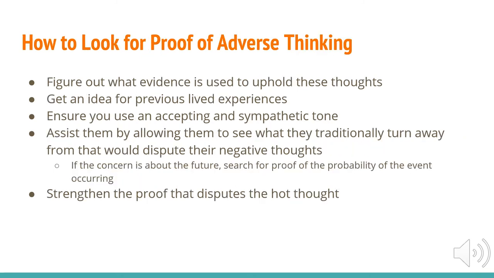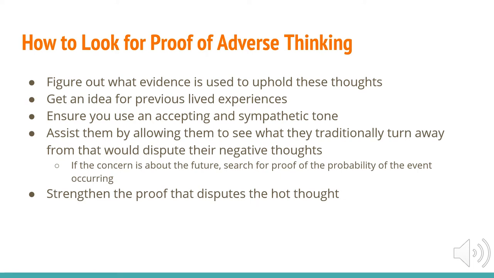How to look for proof of adverse thinking. First, you're going to want to describe this idea of looking for proof. The client will learn how to observe their thoughts for validity rather than treating them as true and factual. In order to assist in deconstructing negative thinking, you must have a grasp on what evidence is used to uphold these thoughts. This can be done by having the client write it down or say it out loud.